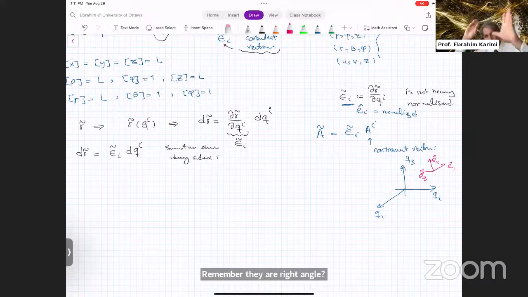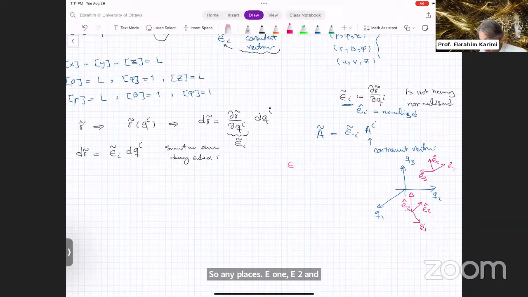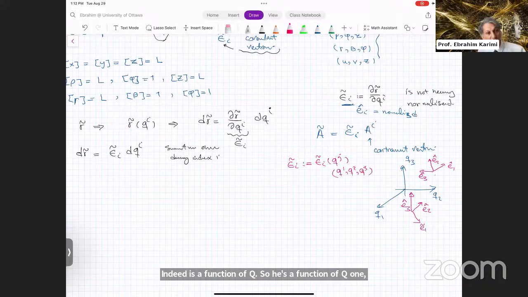But if you change the space and look at different points, for example here, that can be E1, here that can be E2, and E3 is orthogonal to them. So at any place, E1, E2, and E3 are different. It means that epsilon I is indeed a function of qj, so a function of q1, q2, and q3. We had the example: rho hat was a function of theta, and theta hat was a function of rho and phi. Z hat was constant in cylindrical coordinates. All of these are really important, so pay attention to the fundamentals, okay?